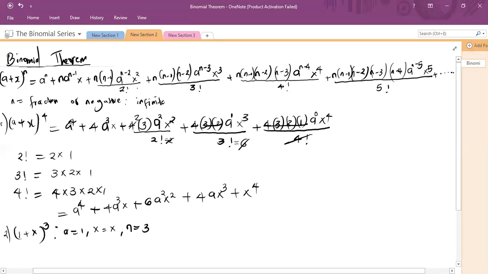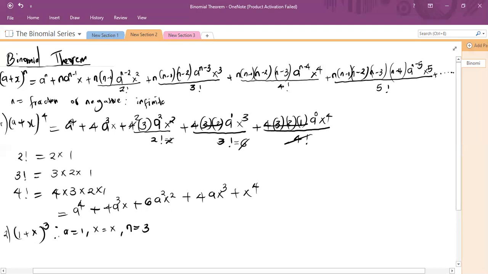So in the binomial theorem formula here, where we have a, we will replace with 1. Where we have x, we'll put x. And where we have n, we will put 3. Now, this right here is raised to the power 3, so we are going to have 4 terms. So we will go all the way to 1, 2, 3, 4. We will go all the way to here.